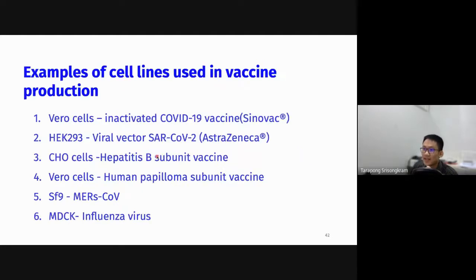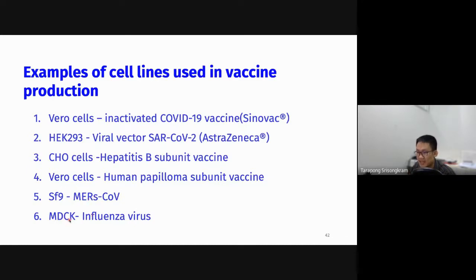Okay, so the example of the cell line that is used in vaccine production is the Vero cells, and it's used to create inactivated COVID-19 vaccines, such as the Sinovac that we use nowadays. And HEK-293 cells, which are embryonic kidney cells, have been used in the viral vector AstraZeneca vaccine production. And the CHO cells have been used in the hepatitis B vaccine. Vero cells and SF9 insect cells have been used to create the MERS vaccine.